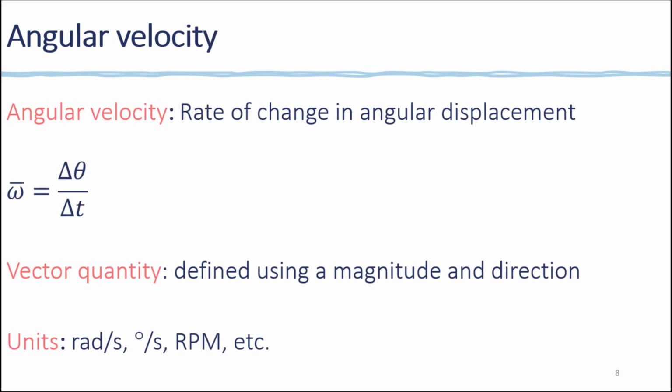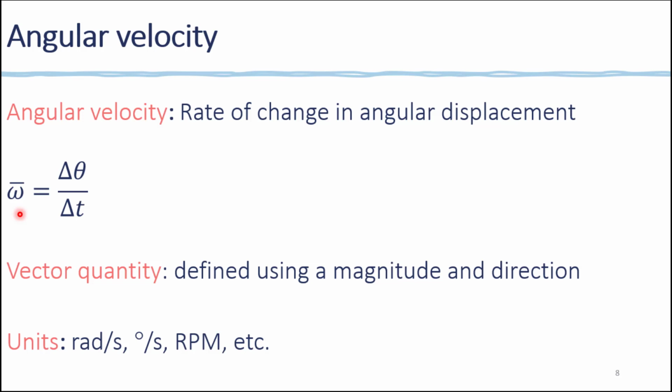Angular velocity is defined as the rate of change in angular displacement. In other words, it's a change in angular position, so delta theta, over a change in time, delta t. Angular velocity is abbreviated with the Greek letter omega. It is a vector quantity, just like linear velocity, so it has a direction also associated with it.